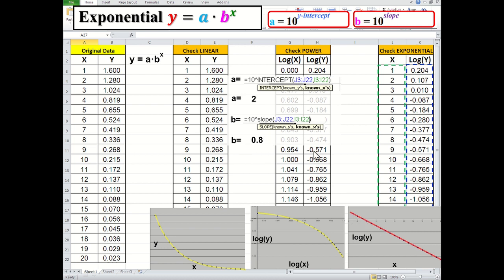So graphing it tells it follows this general relationship, but the specific relationship is that a is 2 and b is 0.8. And then I could find out what the value of y was at, say, x equals 10. So we have the equation, we can predict what we're going to get, and that is an introduction into linearizing data.